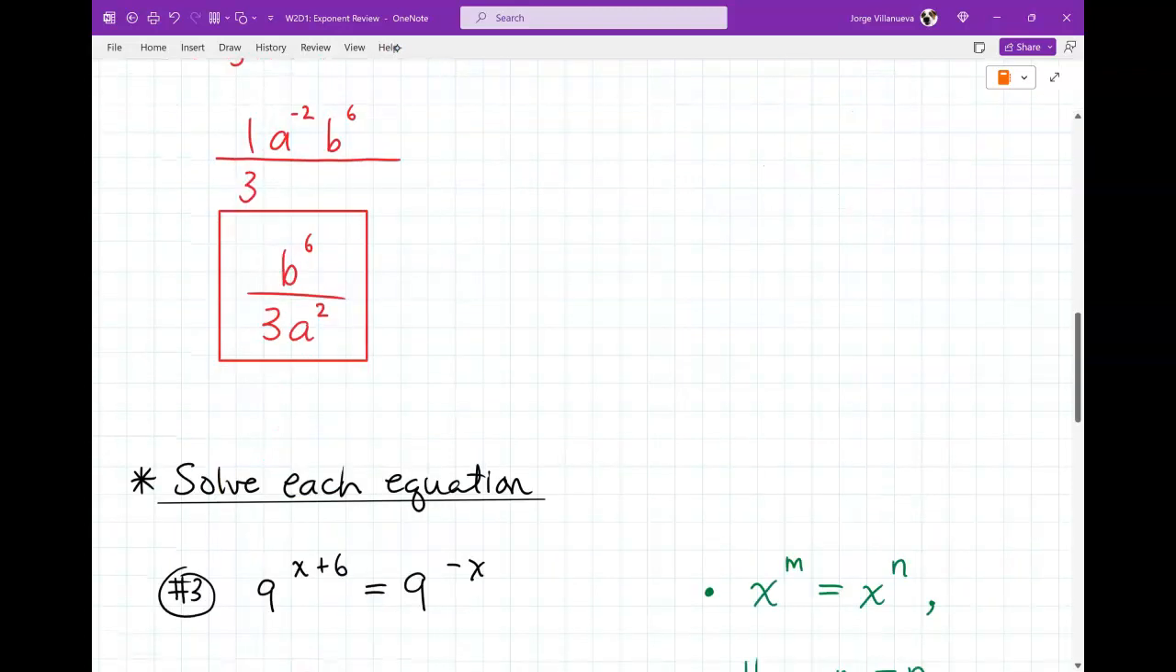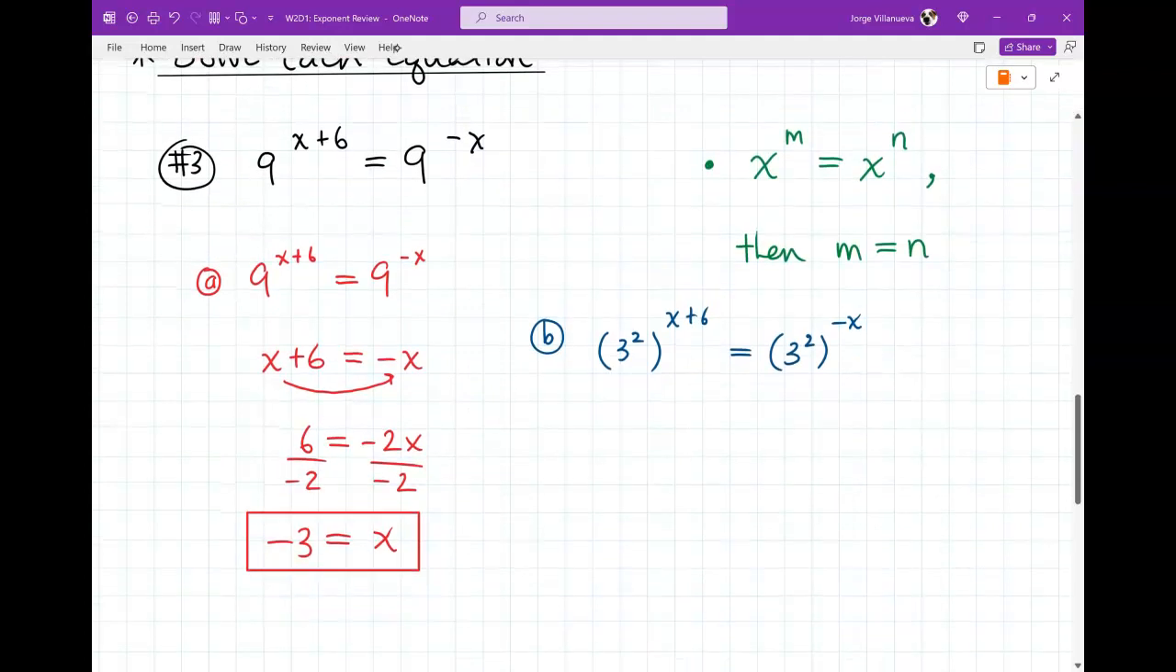So, for part B, you see I have a power of 2 to a power of x plus 6. I have to multiply these. So this becomes 3 to the 2x plus 12. This becomes 3 to the negative 2x.